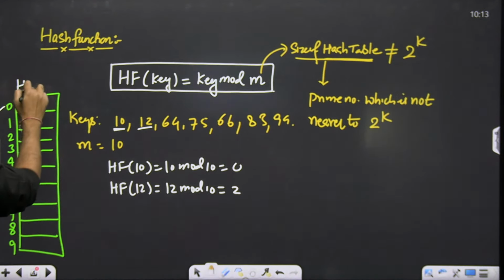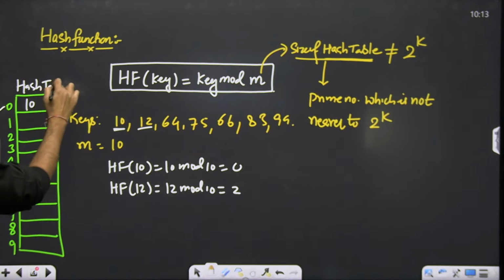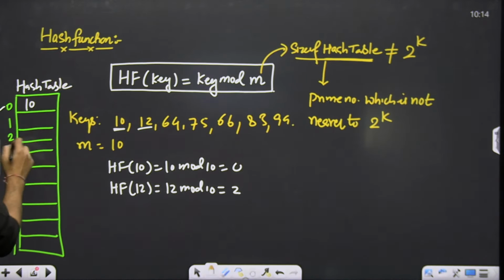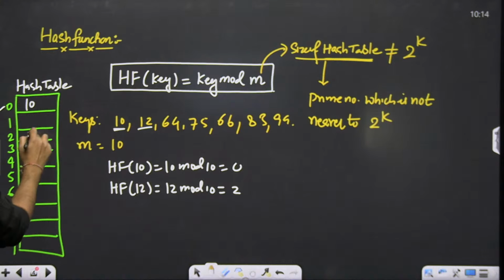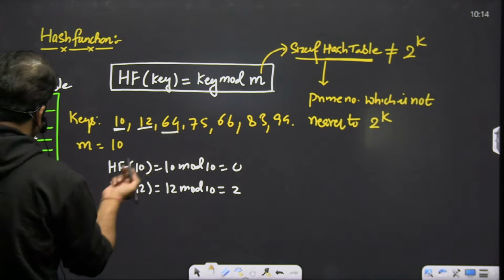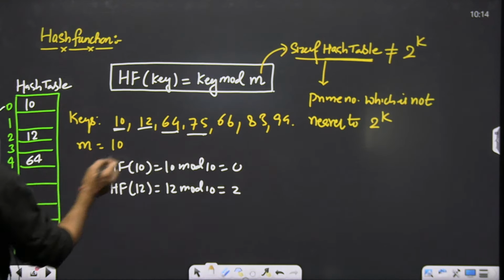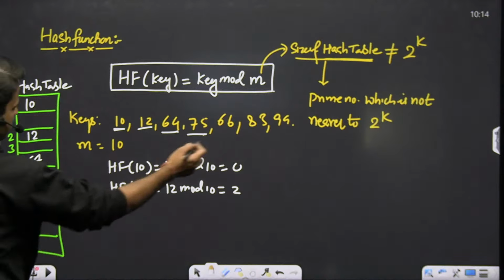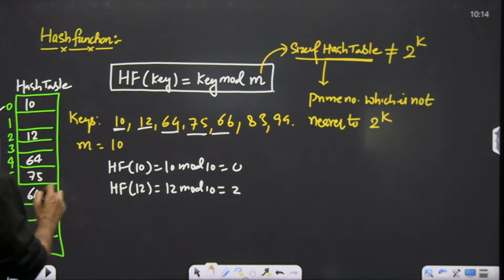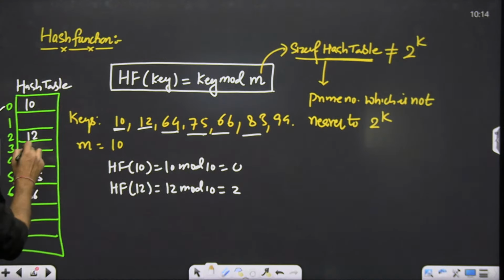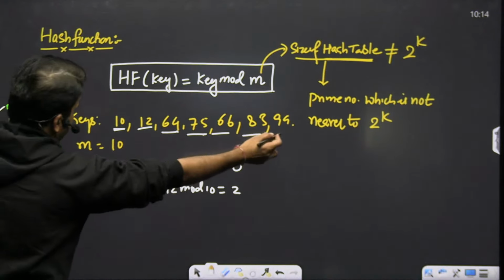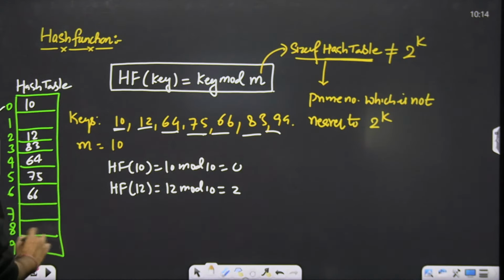So this is the hash table. This produces 2, and you can store 12 here. Similarly, you can store 64 here, 75 at its hash index, 66 here, 83 at this place, and 99 at this place. In this way you can use a hash function. Understood? So this is the use of a hash function.